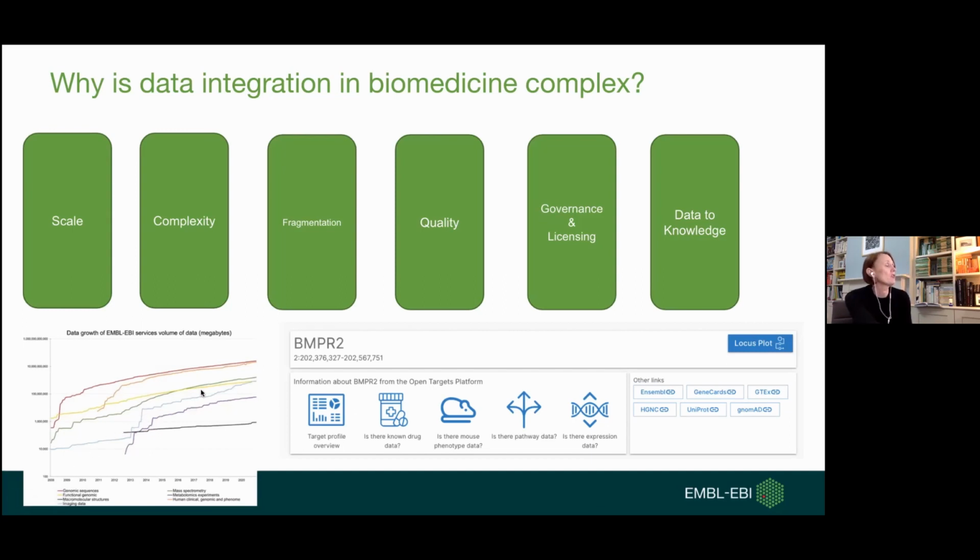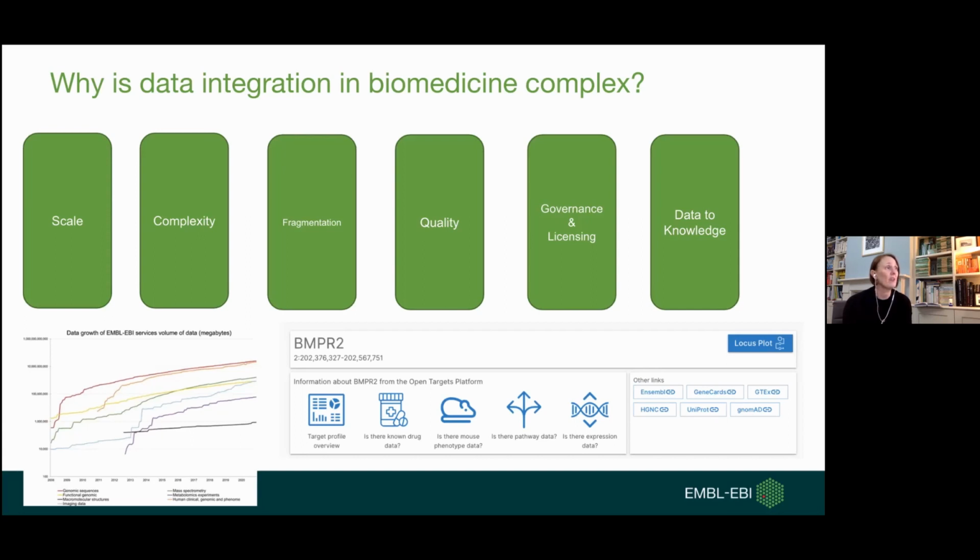On the bottom of this slide, I've indicated some data growth from EBI data resources. It's from the paper I mentioned before about the review of the last year. But I've also got a slide from the Open Targets platform. Open Targets is a pre-competitive public-industry collaboration. It was started with GSK, but now it includes several other pharmaceutical companies. And this is a nice example of BMPR2. I was involved in the positional cloning of this gene in 1999. It's associated with primary pulmonary hypertension, so a rare genetic disease.